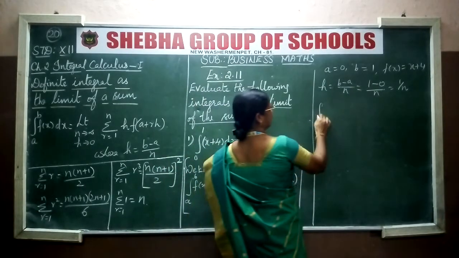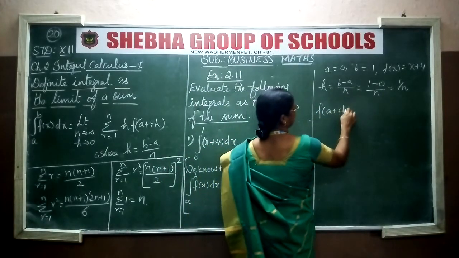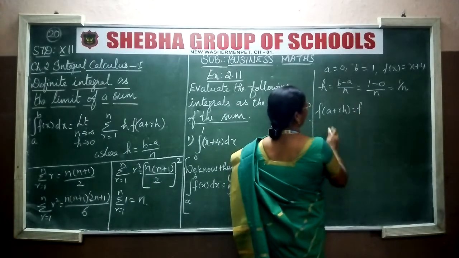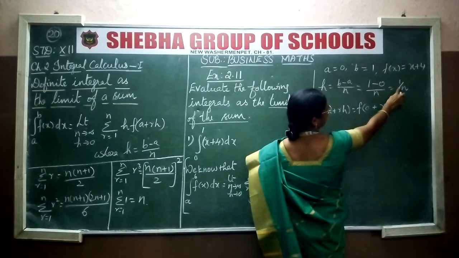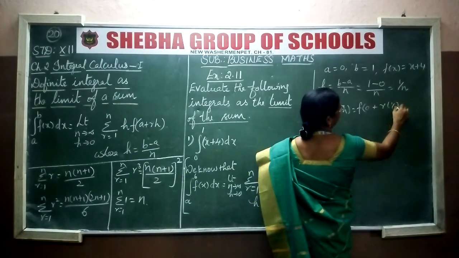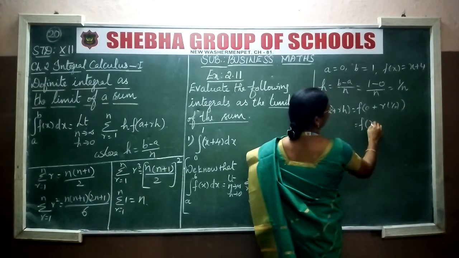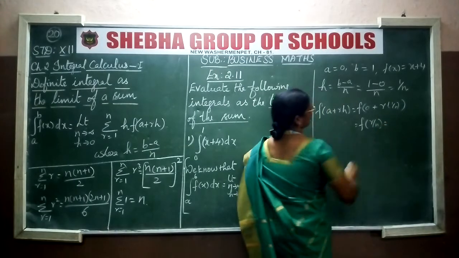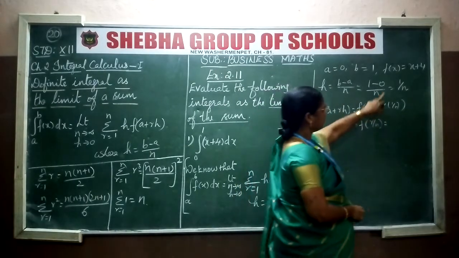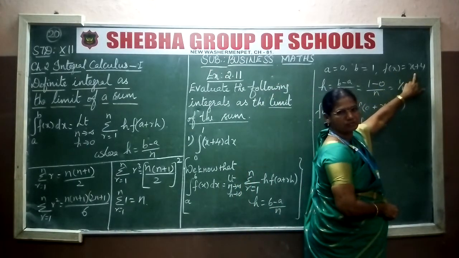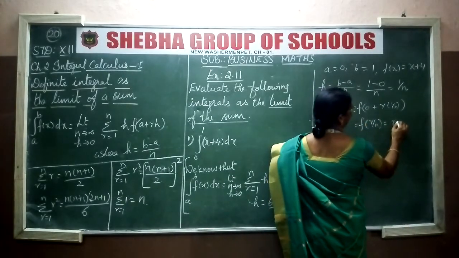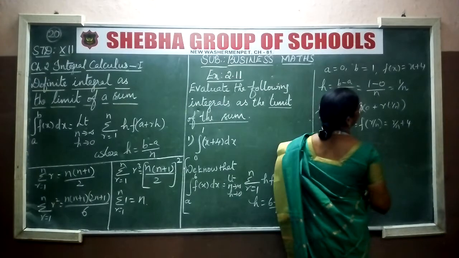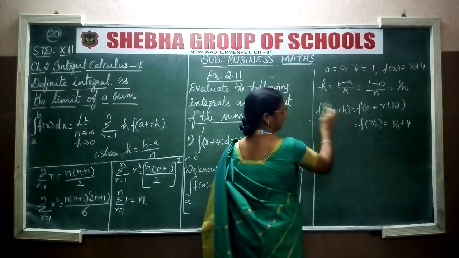Next you have to find f of a plus rh. So f of, what is a? A is 0, plus r into h, which is 1 by n, is equal to f of r by n. F of r by n is what? Here f of x is x plus 4, so we add 4 with this factor: r by n plus 4. This is our f of a plus rh.